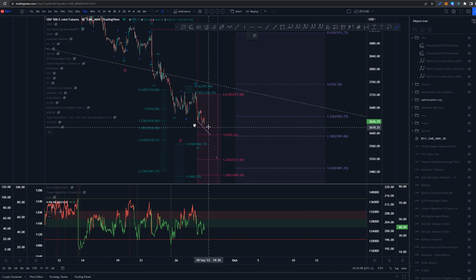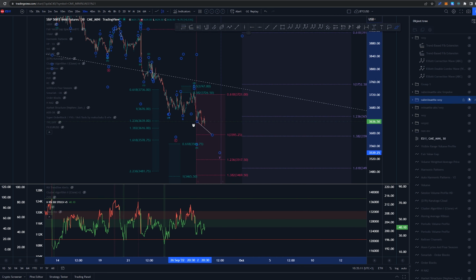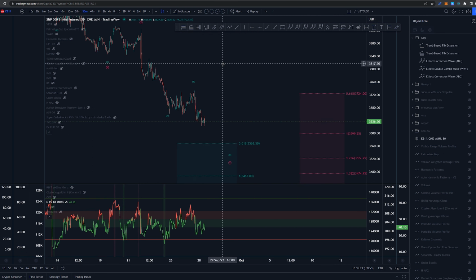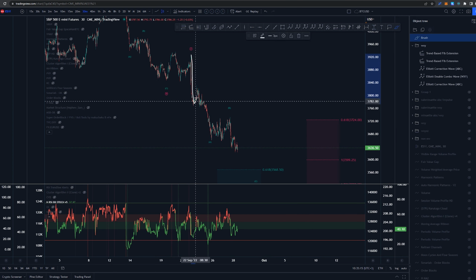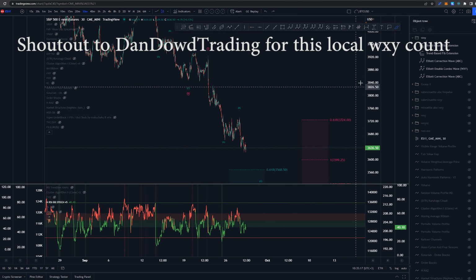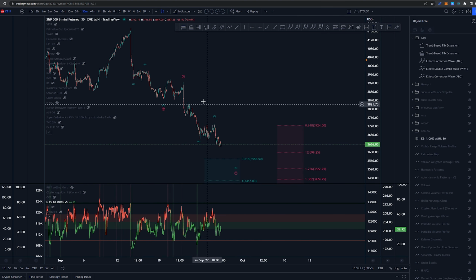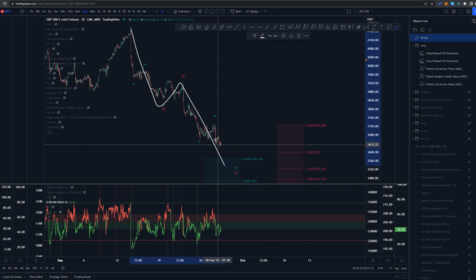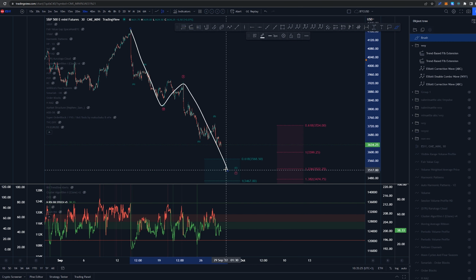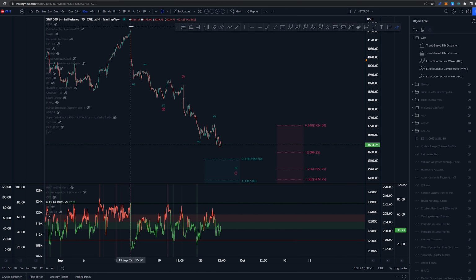But yeah, that is the main idea we still have here. Now, just because this structure here was very three-wave-ish, there is also another possibility of this being something else. Instead of being A, B, C, we could have this as a WXY. It fits very well here as well.